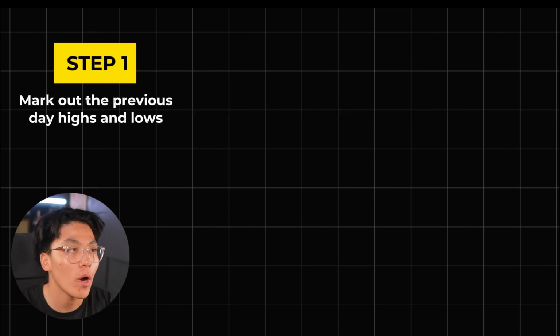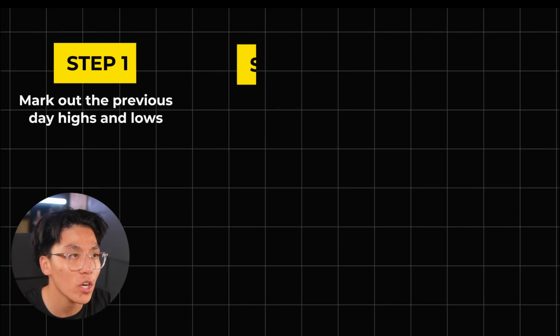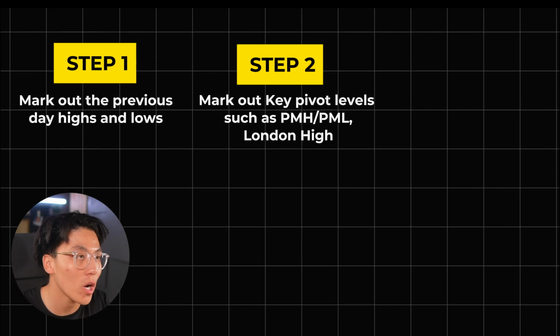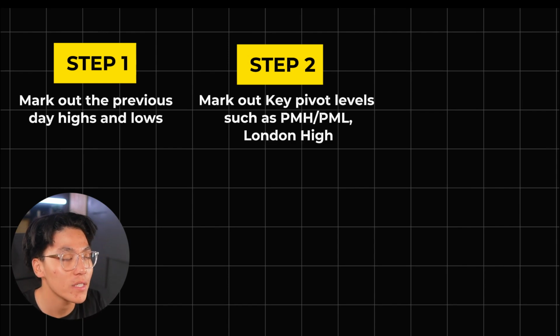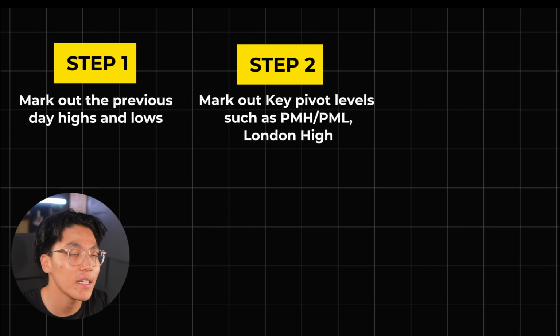Step one, we want to mark out the previous day highs and lows. These levels will be used as our targets and liquidity levels. There's a lot of liquidity resting above and below these levels, so we'll be using these areas as targets. Step two, we want to mark out key pivot levels such as pre-market high and the London session high if you're trading futures. We want to be marking out key highs and lows, or you can potentially use these as entry points to target the previous day highs and lows.